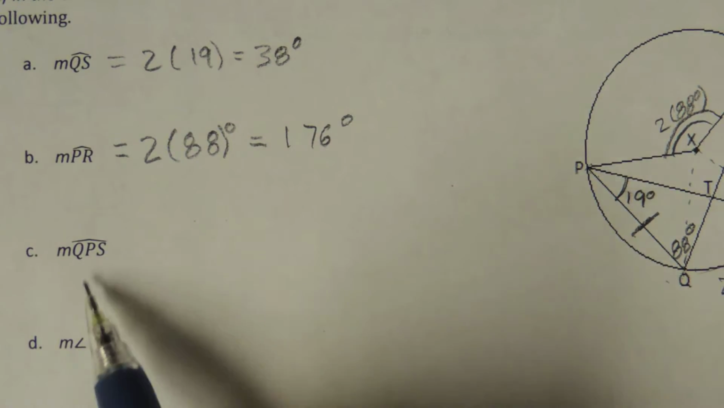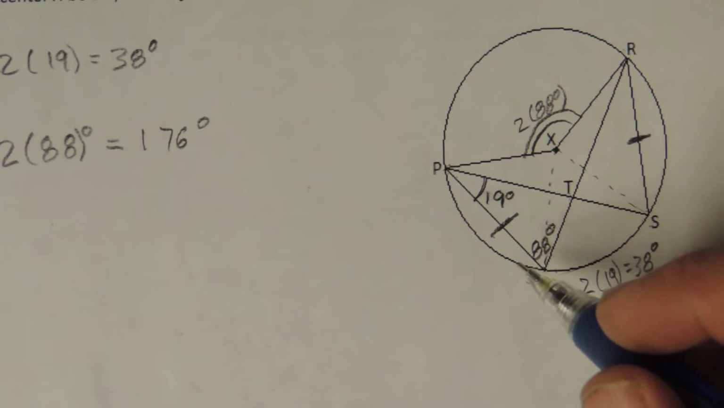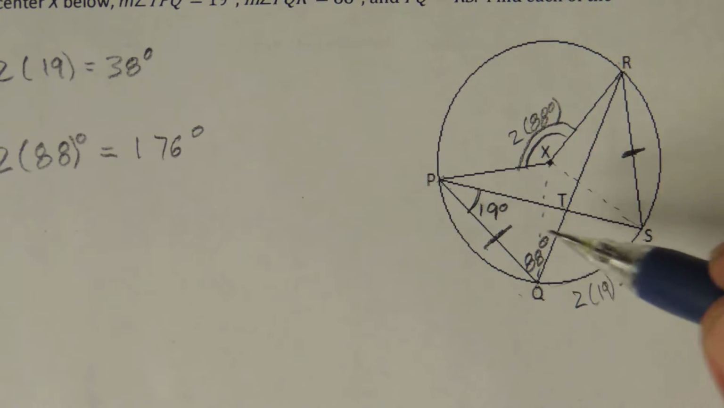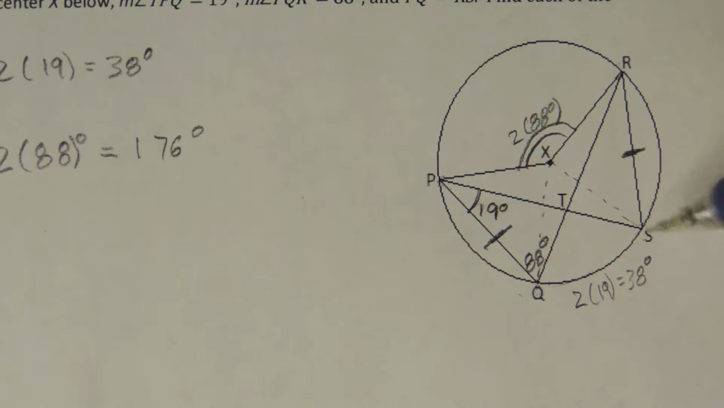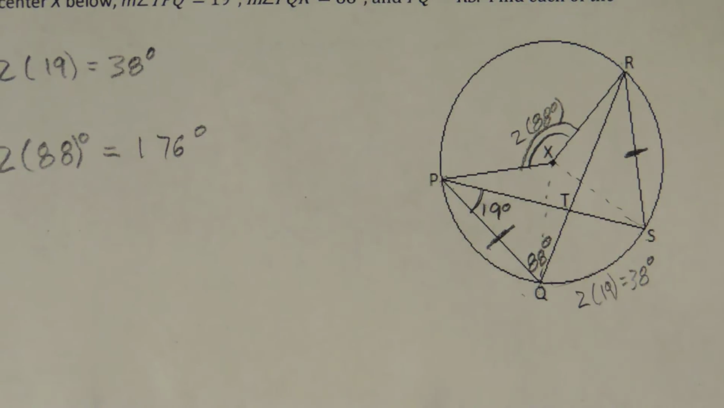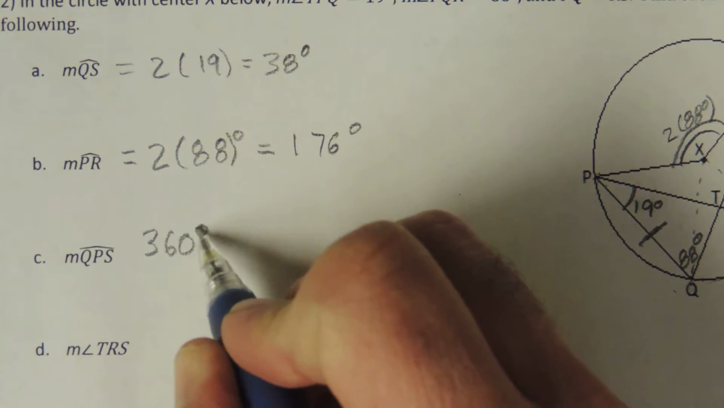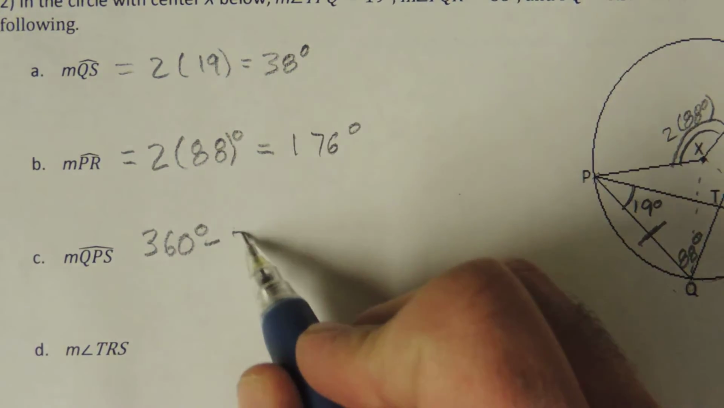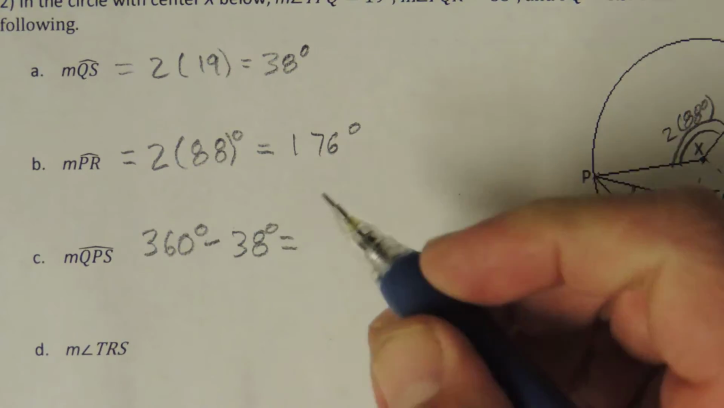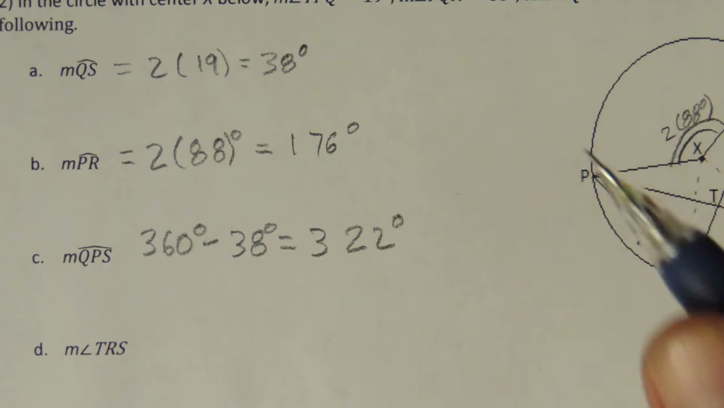Next one, measure of arc QPS. So I come back over here. Arc QPS is the arc that goes from Q to S but goes through P. So I'm looking at the big arc here. And I already know the arc QS. Since it's an entire circle, I know they have to add up to 360. So I will take 360 degrees and subtract the measure of arc QS, which was 38. That equals 322 degrees.